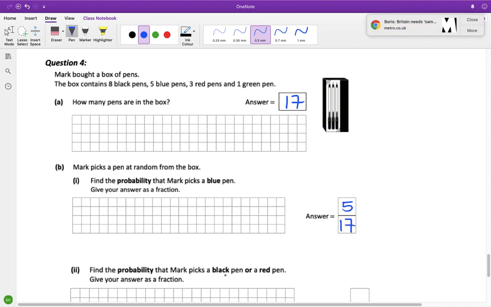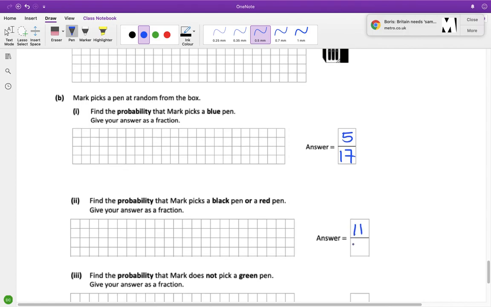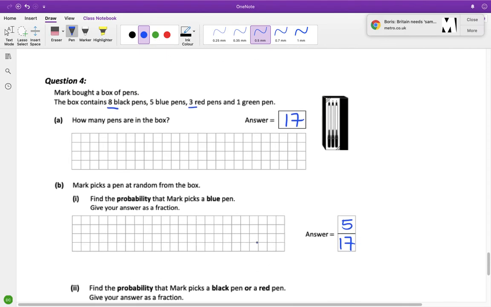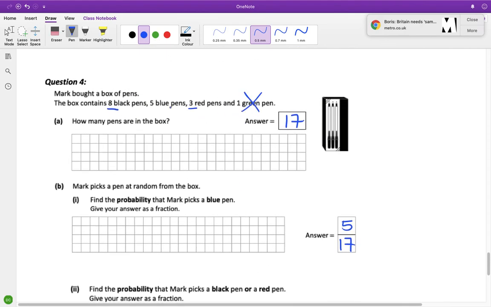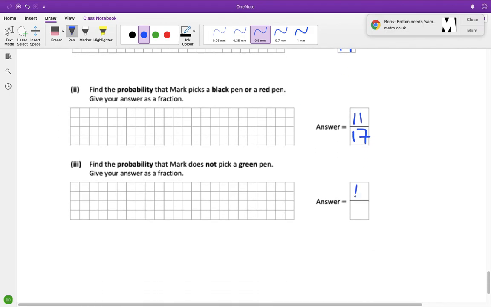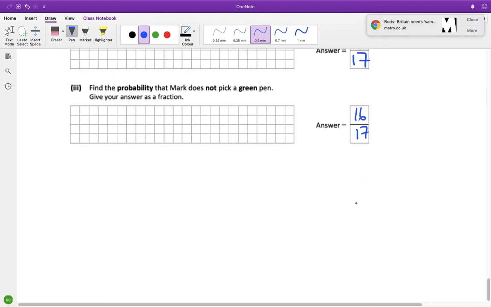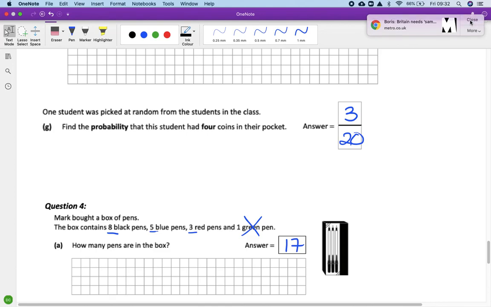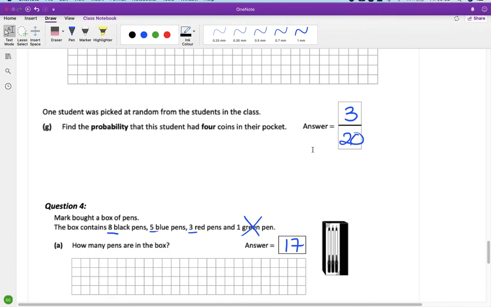Find the probability that he picks a black pen or a red pen. So black is 8 and red is 3. So 8 and 3 is 11 out of 17. And find the probability that Mark does not pick a green pen. So it's not green. So it's 8, 5 and 3. 11, 12, 13, 14. So it's 16 out of 17. Oh, and that's it. Okay. So go through all them and make sure you understand.